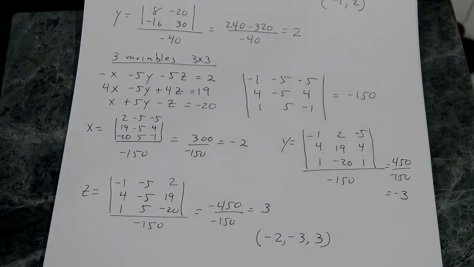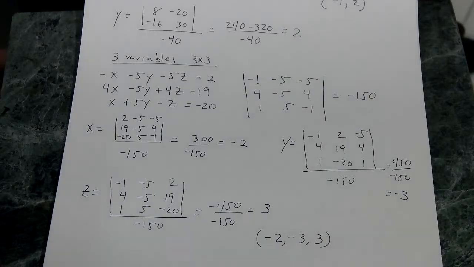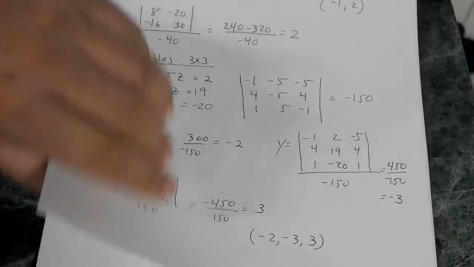There's one more thing that I need to show you with a 2 by 2 or a 3 by 3. Sometimes when we solve systems, there might be infinitely many solutions, which means that they're the same line, or no solutions, which means that they must be parallel. So how do I determine that? Well, let's do a 2 by 2 real quick.